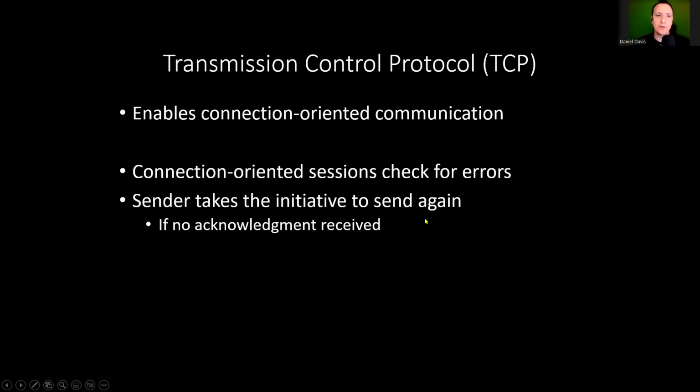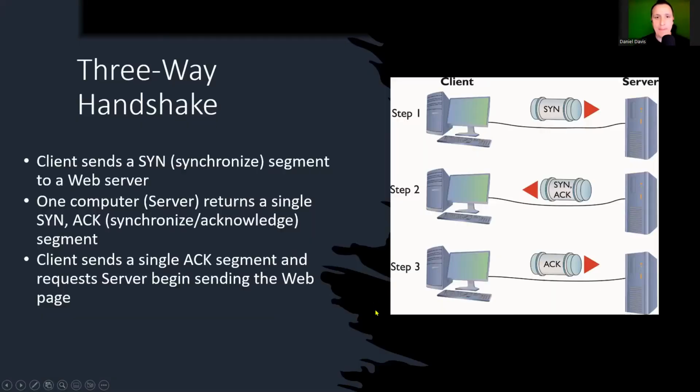TCP, Transmission Control Protocol. Again, this enables connection-oriented communication. We went over this a lot last week, so again, we're just going to do a superficial coverage of some of this. The connection-oriented session checks for errors. The sender takes the initiative to send again if no acknowledgement is received. TCP uses a three-way handshake to establish communication. This is the simple version of it, so let's go ahead and look at what's going on here.